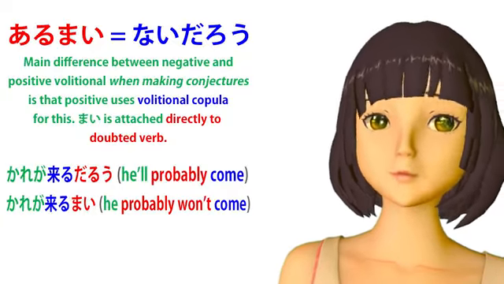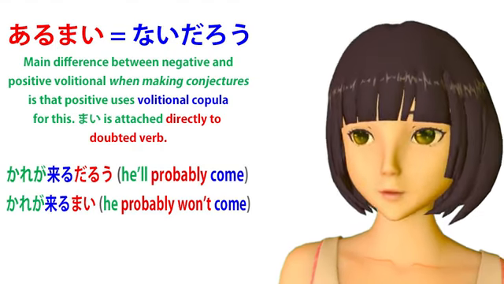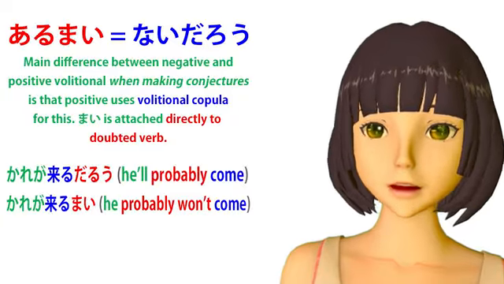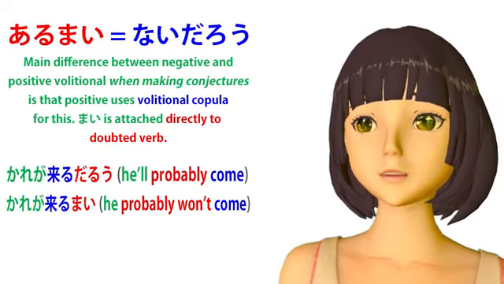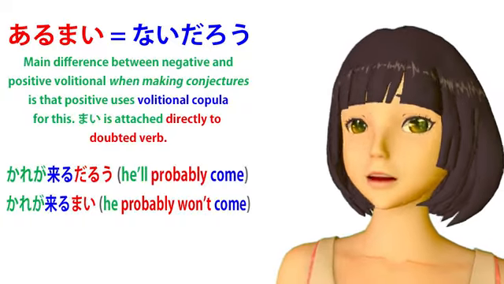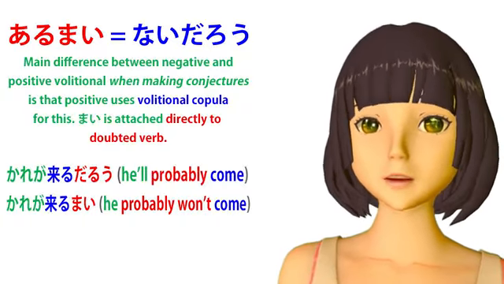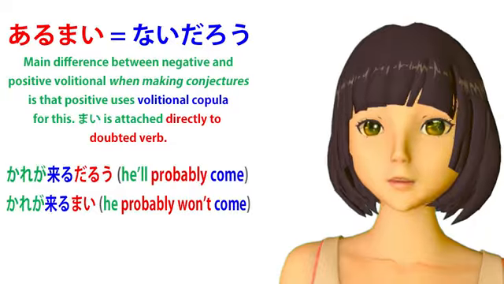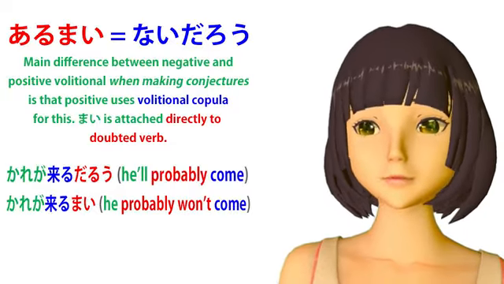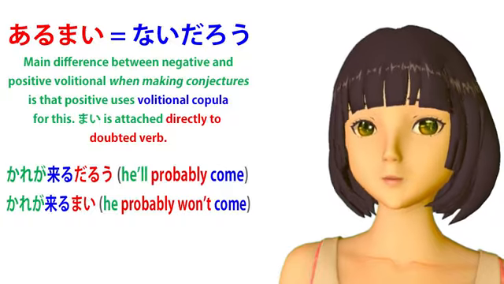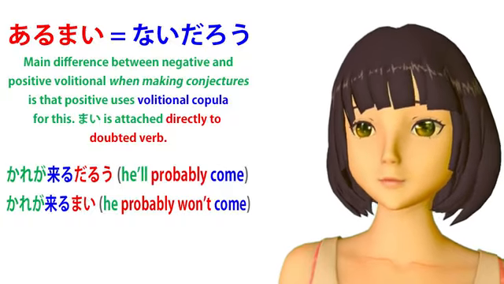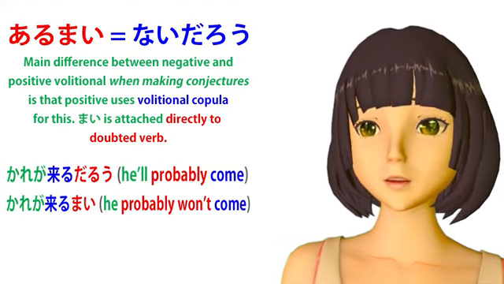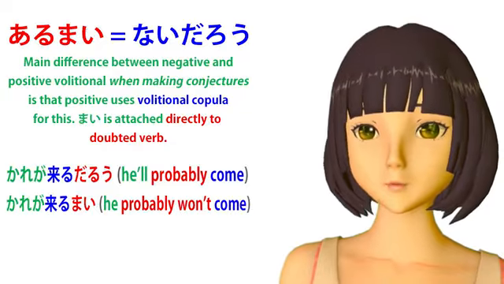But with mai, we can attach it directly to the verb, as we did in the previous examples. Sonna koto wa aru mai is directly equivalent to sonna koto wa nai desho. And there's no room for ambiguity here, because mai has a more limited range of meanings, as we've just discussed, than the positive volitional has. So we're not going to get confused with, say, a call to action, because mai doesn't do calls to inaction. So the most common use of mai is as the negative adjectival of these desho, daro conjectural constructions.